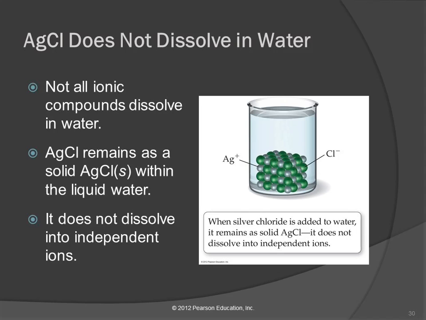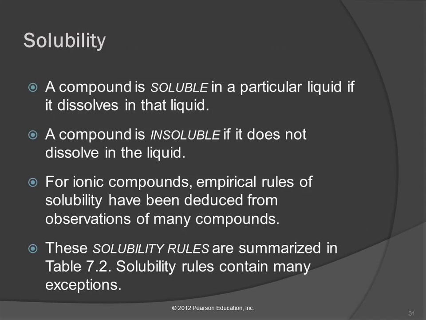Silver chloride does not dissolve in water. Not all ionic compounds are soluble. Some of them are, some of them are not. You put silver chloride in water and you can stir it all day long and it's just going to sit there as a lump on the bottom. It's not going to dissolve. So we would call this a non-electrolyte. It's not an electrolyte. How do we know if something's going to dissolve in water or not?